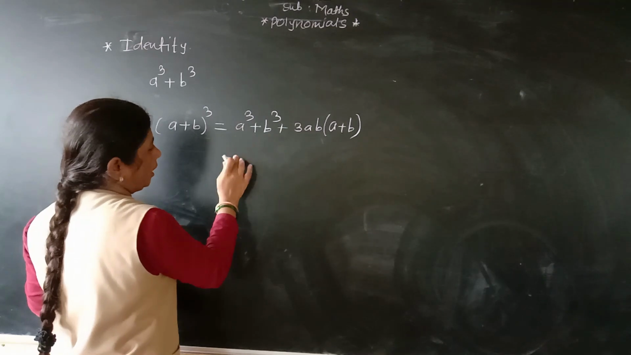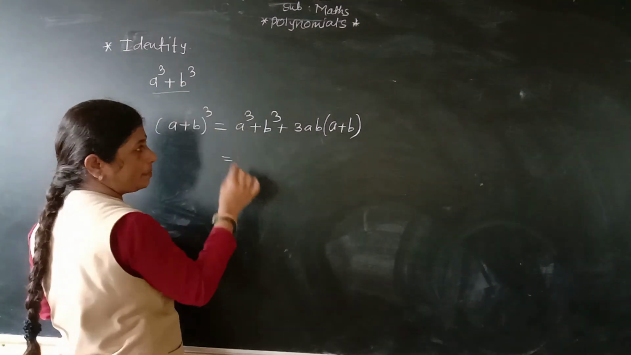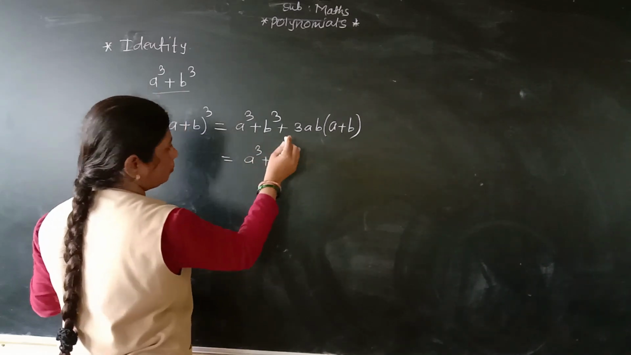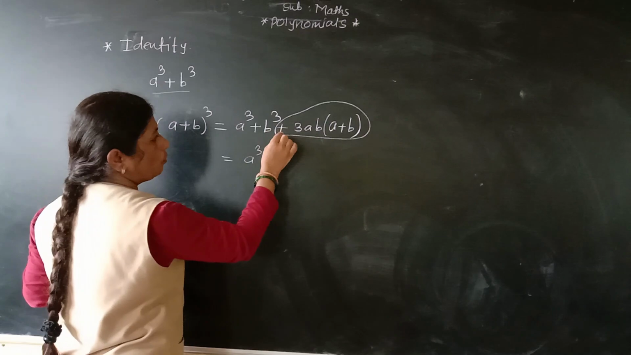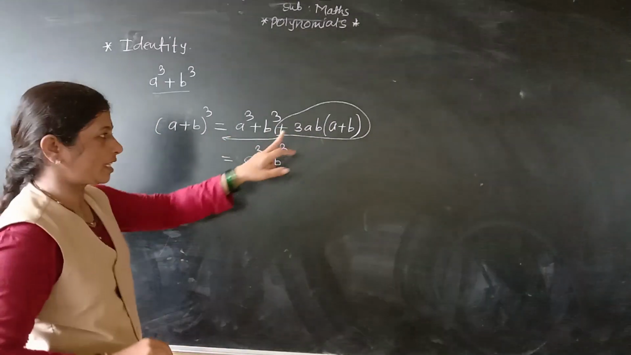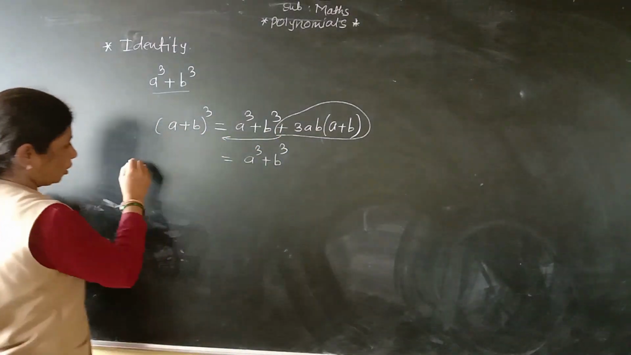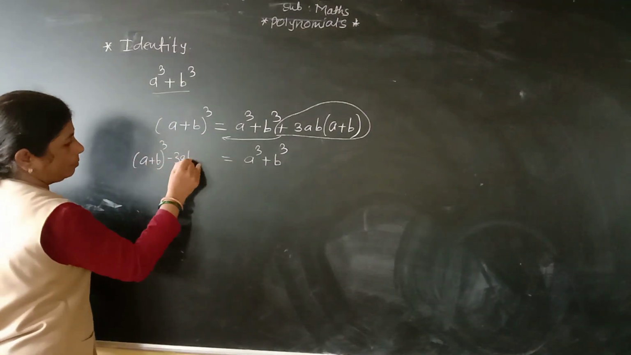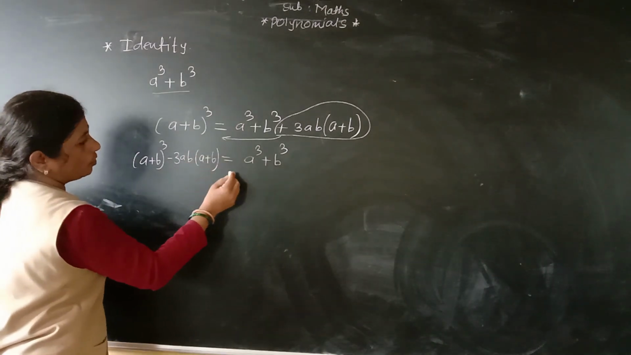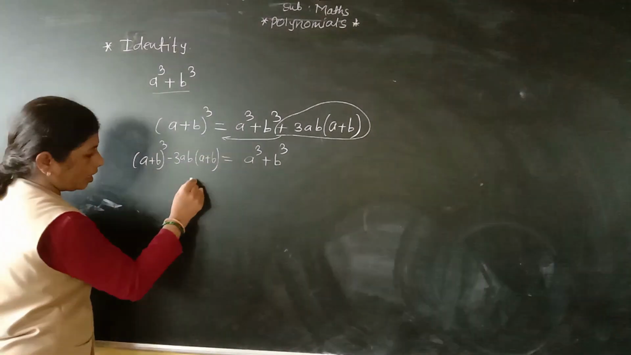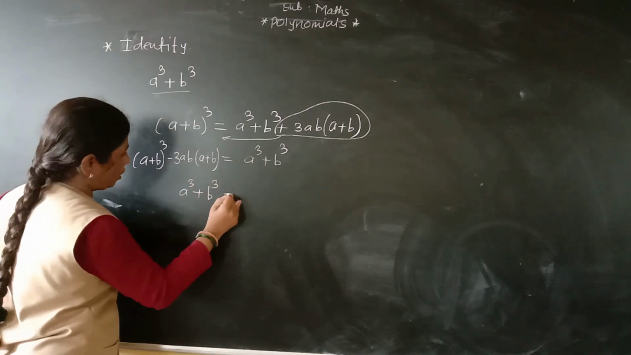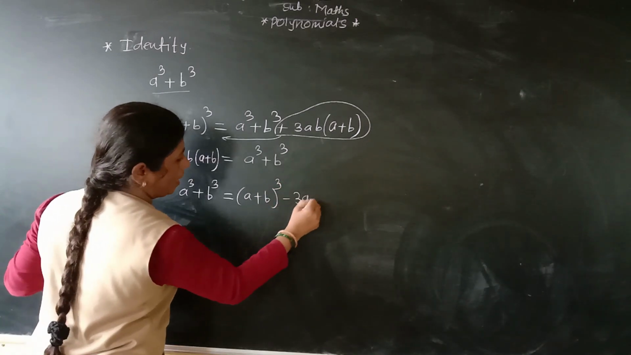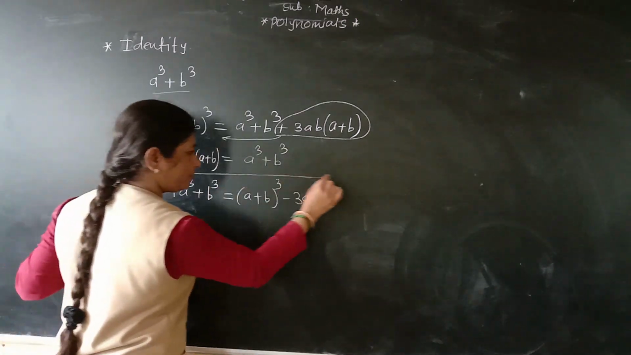Now here we have to find the value of a cube plus b cube. So this plus 3ab will go to the other side, and for the subtraction the plus will become minus. So you will get (a plus b) bracket cube minus 3ab in bracket a plus b. So here a cube plus b cube equals (a plus b) bracket cube minus 3ab (a plus b). This is the expansion we have learned.